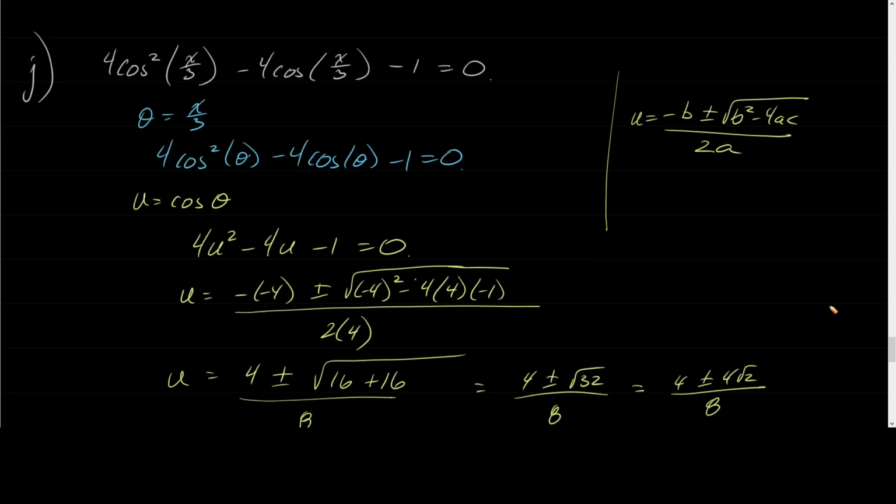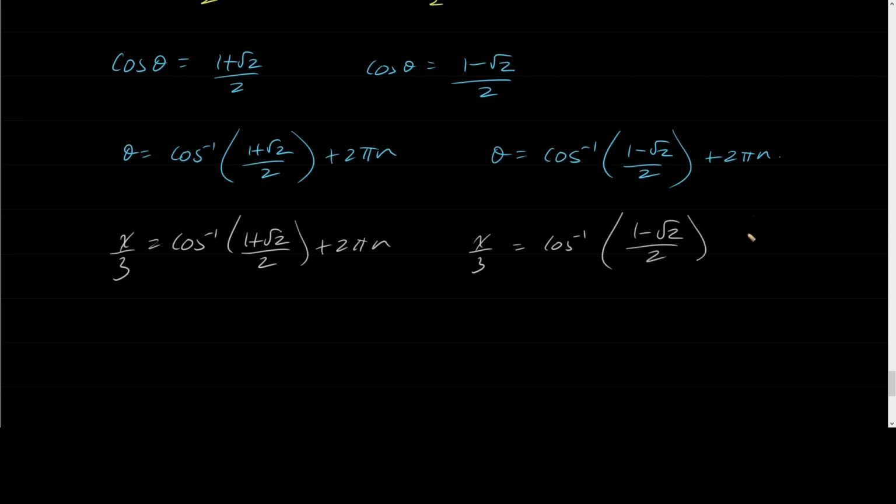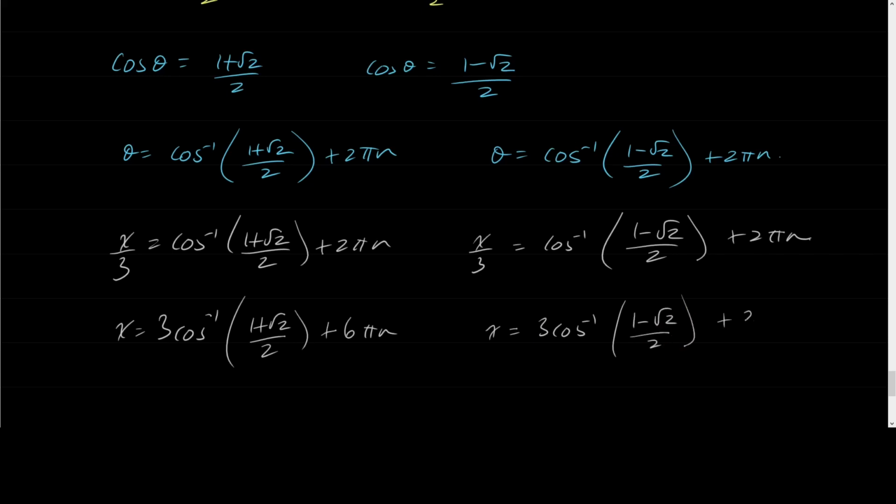But the problem was not about theta. It was about x over 3, right? Because we have theta being x over 3. So what we really have here is that x over 3 is equal to cosine inverse of 1 plus radical 2 over 2 plus 2 pi n, or x over 3 is equal to cosine inverse of 1 minus radical 2 over 2 plus 2 pi n. Multiplying both sides by 3, x is equal to 3 cosine inverse of 1 plus radical 2 over 2 plus 6 pi n, or x is equal to 3 cosine inverse of 1 minus radical 2 over 2 plus 6 pi n. All right, and those would be our solutions.